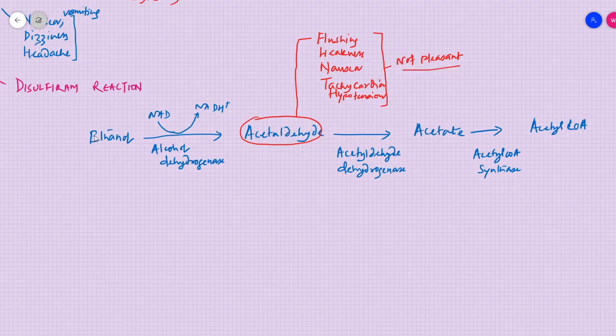So the idea was, ethanol is a drug of abuse. People abuse it. They become addicted to ethanol. So the thinking was, can we give a drug which increases acetaldehyde in the body? The logic is, if there is a drug that can increase acetaldehyde in the body, then it will cause flushing, weakness, nausea, tachycardia, and hypotension, which is not pleasant to the person. So could that be used as a method to wean the people away from ethanol?